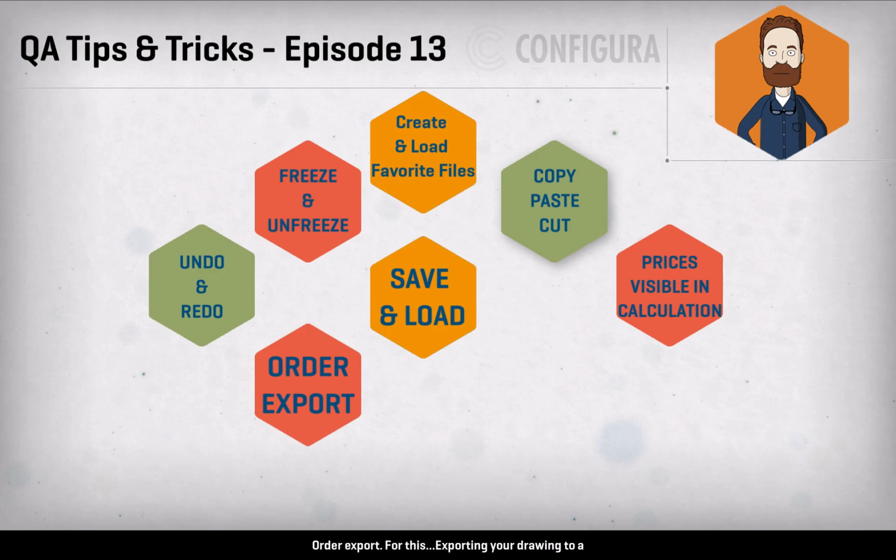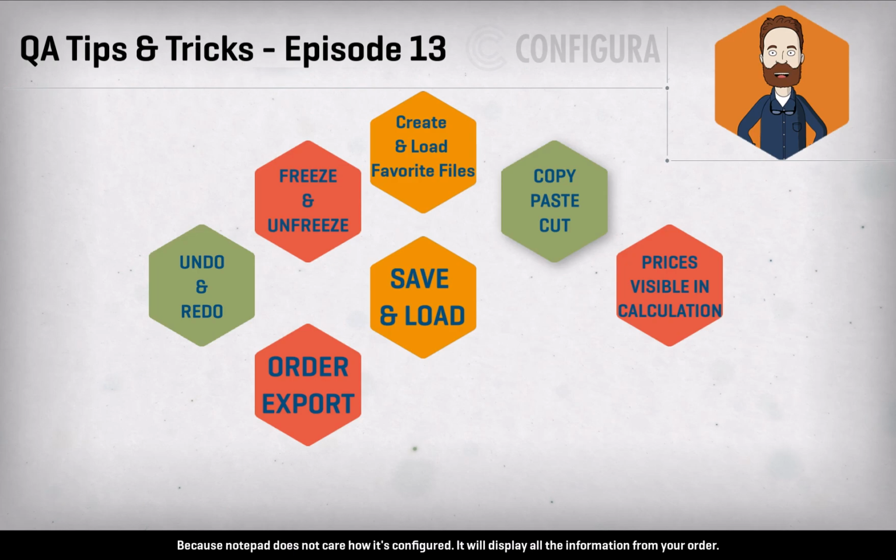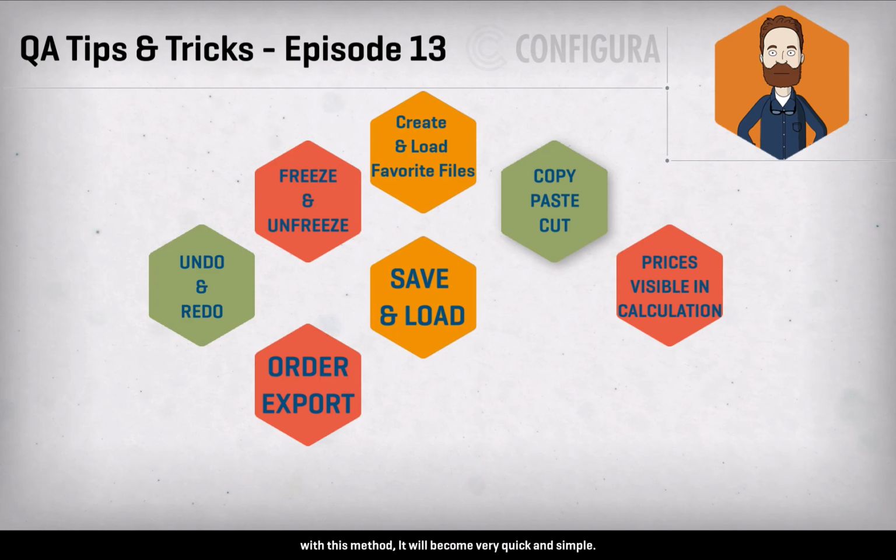Order export. For this, you'll want to try exporting your drawing to a CIF file and make sure that everything exports as it should. Remember, this does not mean export to a third-party program to check, as we cannot ensure it's set up correctly. The best method to ensure exporting is working as it should is to simply export the CIF and then open the CIF inside Notepad. Because Notepad does not care how it's configured, it will display all the information from your order. It will take some time to understand how things are laid out. However, once you start checking with this method, it will become very quick and simple.